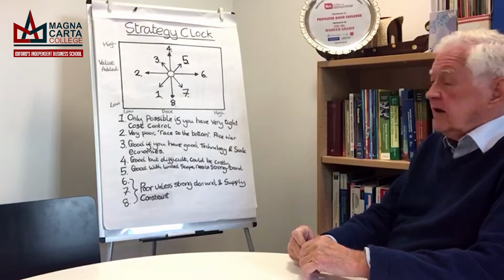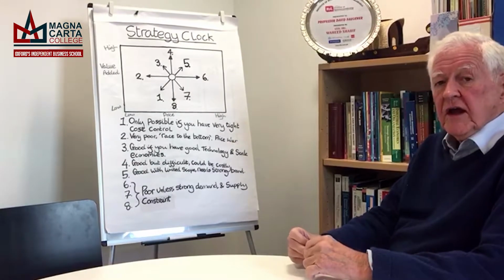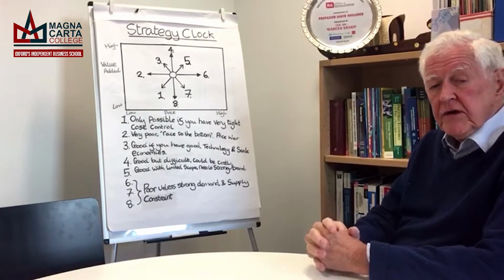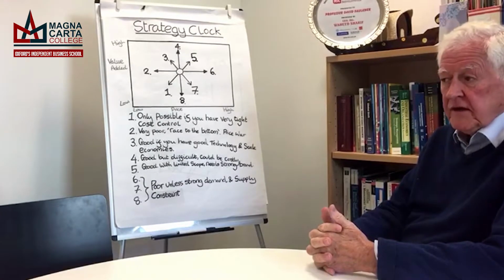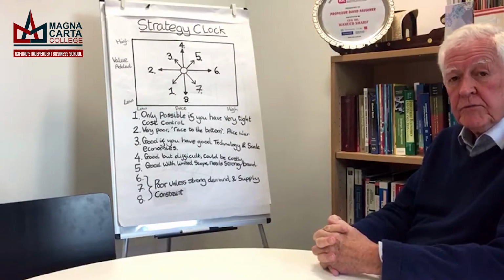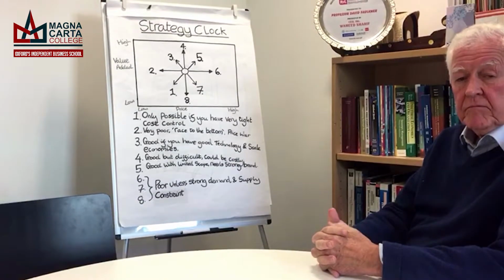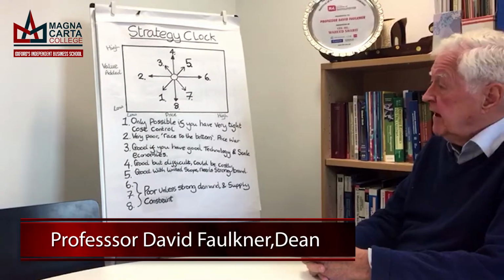Strategy 1 is the low price, low added value, sell it cheap approach. It can work if you've got very tight control over your costs, or possibly you can get to sources of products that enable you to sell cheap. Many people do well out of that, but a lot of people lose as well.